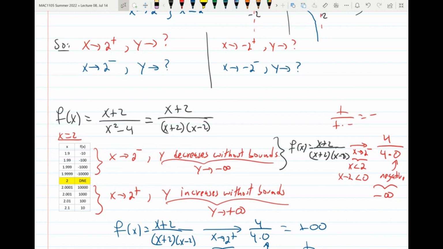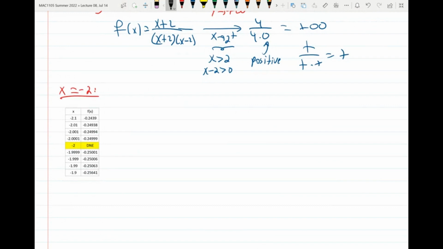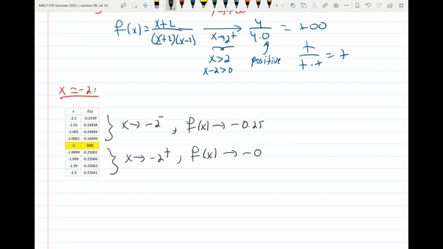So first of all, here we see that as x approaches negative 2 from the left, the function f approaches negative 0.25, and here we see that as x approaches negative 2 from the right, the function f also approaches negative 0.25. So we say this, that when you're close to negative 2 from either side, so if you don't write anything here, we're saying from either side, right or left, the function f approaches negative 0.25.